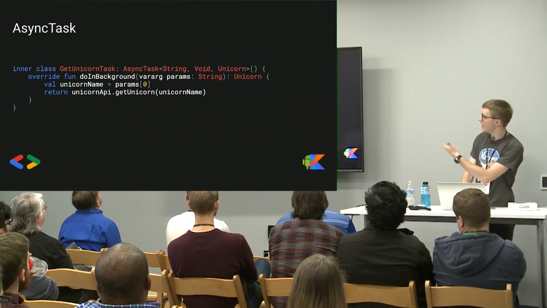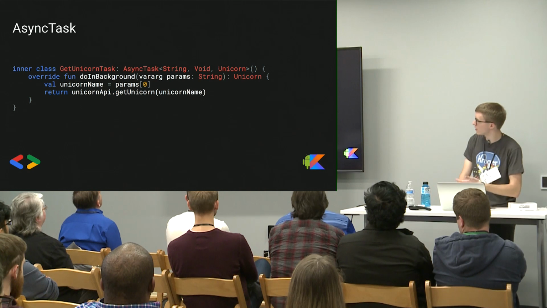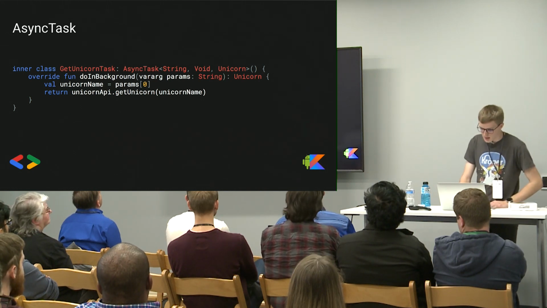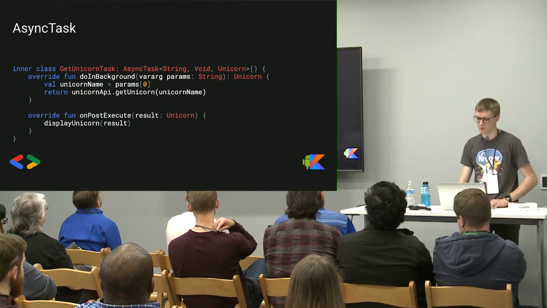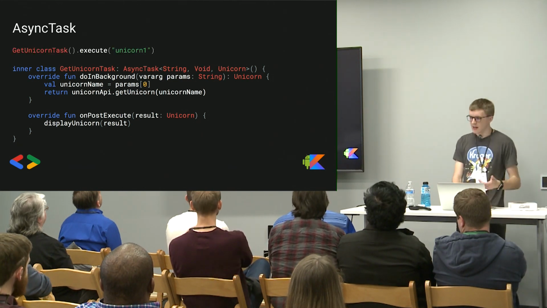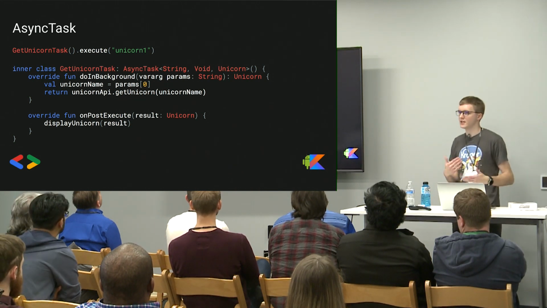Anyway, in the background, we call to our dependency, the unicorn API, to get our unicorn with the unicorn's name. And then when we come back to the main thread, we want to display the unicorn. And then obviously, this is what it would look like when you call it inside of your activity somewhere.